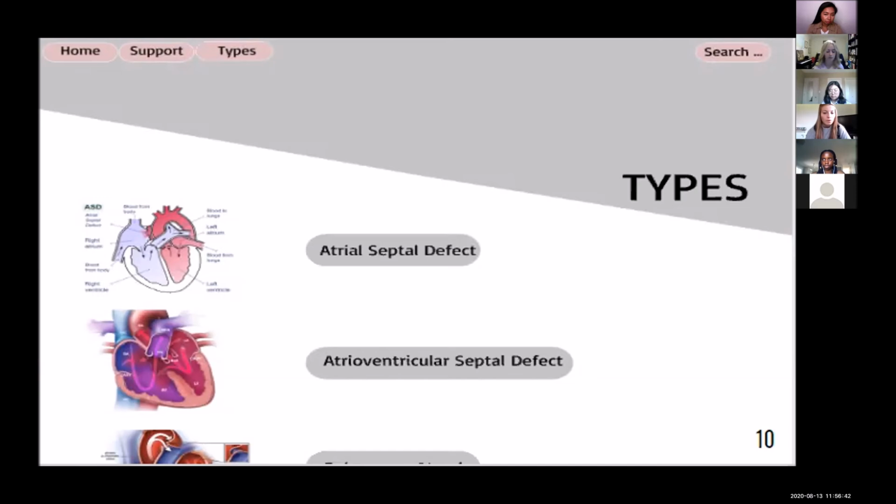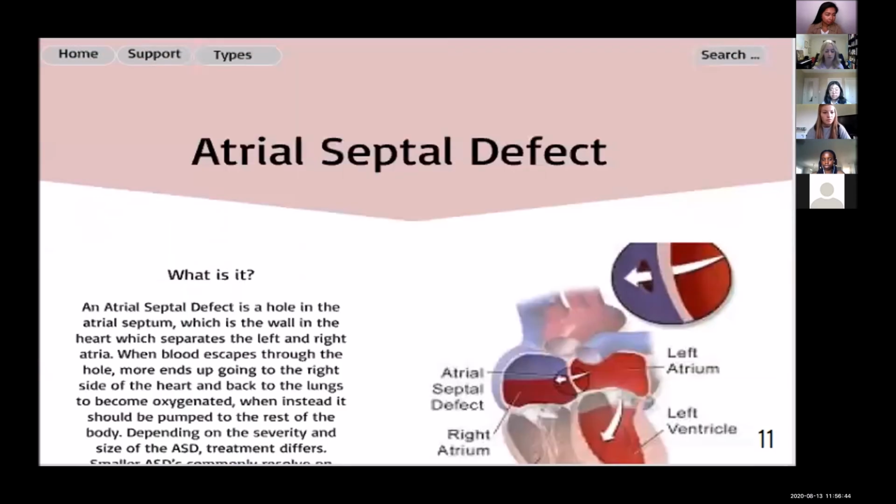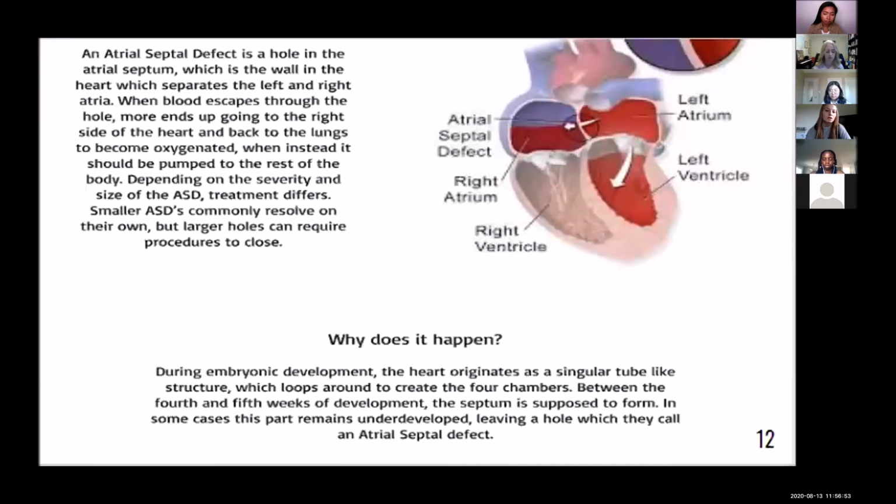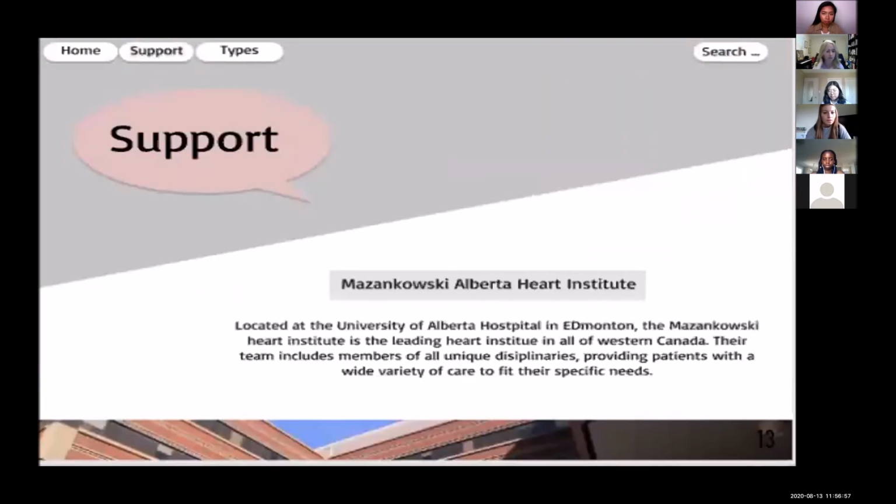So for an example, if I click on the atrial septal defect, it takes you to here, which just gives a description of what it is and then a diagram. And then if you scroll down, it explains why it happens. And then the support page. On here, I just described the Heart Institute at the U of A, where families in our general area would go for help. And if the defect is severe enough, the surgery would take place here.